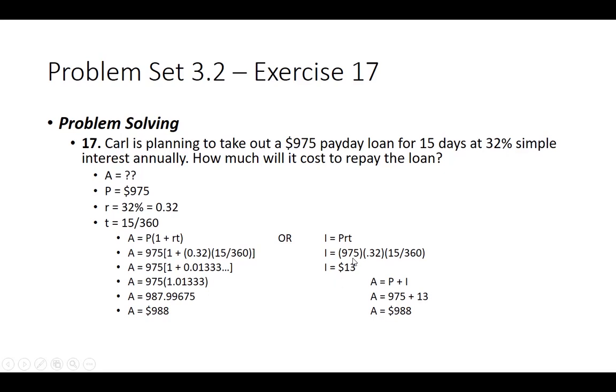The other way to do this is to find I first, just find the interest. P times R times T, 975 times 0.32 times 15 divided by 360 gives us $13 for I. The principal plus the interest, 975 plus 13, also gives us $988.